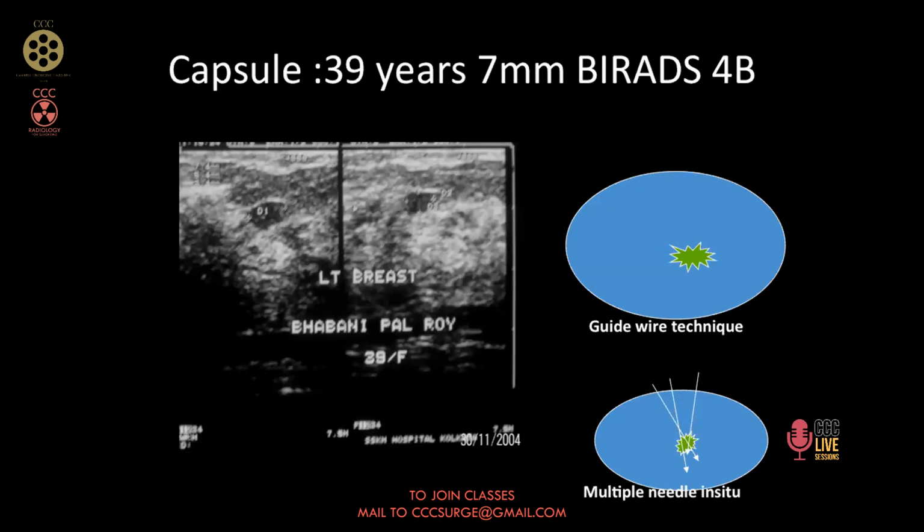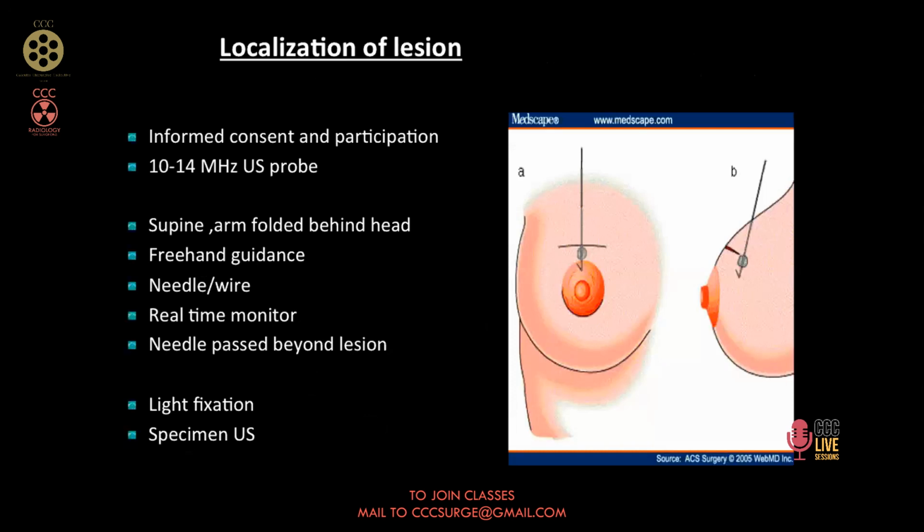So this is an impalpable lesion, a 7 millimeter lesion in a 39-year-old female, which is irregular and suspicious of malignancy. What we do in them is place a guide wire inside, a guide wire which looks like this, and then we do the surgery under the guidance of the guide wire. We take it out and subject it to a specimen mammogram.